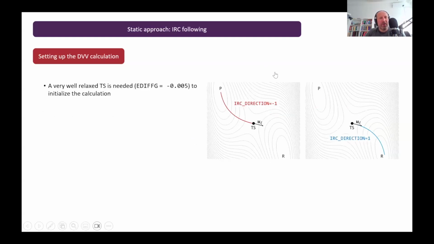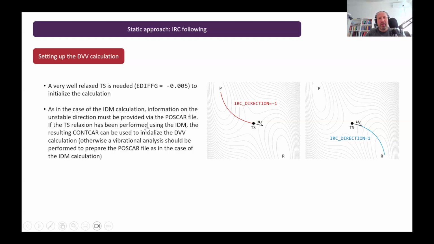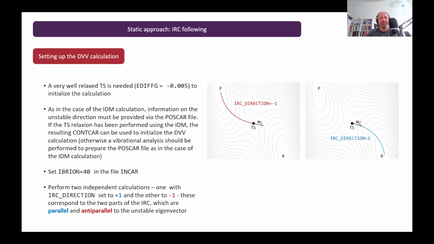Now, as already mentioned, a very well relaxed transition state is needed to initialize the calculations. If you used an improved dimer method calculation, the unstable direction is already in the CONTCAR file, so you just copy CONTCAR to POSCAR and you can go. If you used the NEB elastic band method or some third-party optimization software, you need to go through the same steps to prepare the POSCAR file as when preparing the POSCAR file for an improved dimer method calculation. It's exactly the same kind of input.